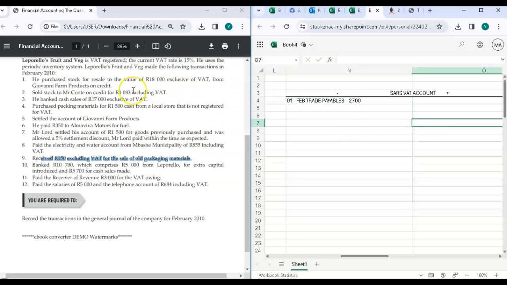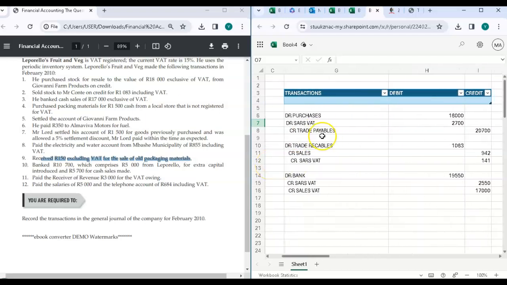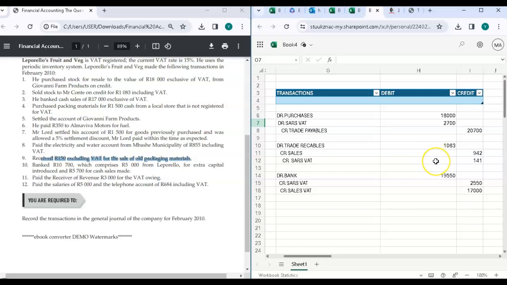So that's done. Now, the second one: sold stock on credit for 1,083 including VAT. So we calculated the VAT here to be 141. Now, when you debit trade and other receivables, we debit the full amount because they owe us the full amount. But our sales is just 942 because the amount includes VAT of 141.